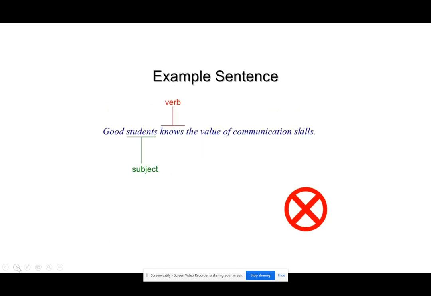Okay, let's look at some more examples. Now we've changed this up. We're talking about multiple students. Good students knows the value of communication skills. No, we actually, since this is students, students know. So in that case, we will take the S off.